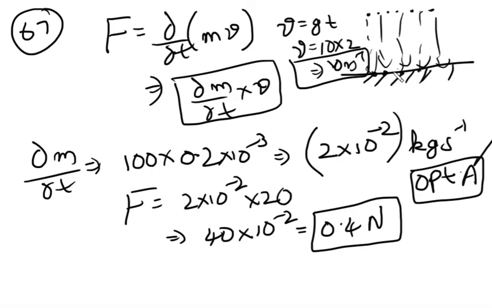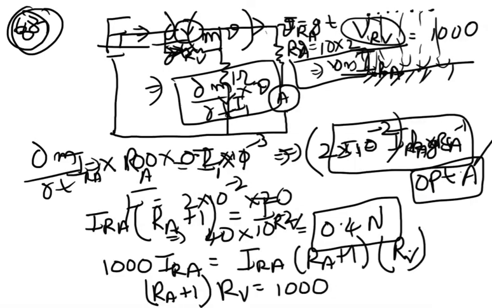That is multiplied by the velocity of each sand particle after it has fallen for 2 seconds. V is equal to gt. So the velocity of each sand particle will be 10 into 2 seconds, which is 20 meter per second. If we put in this formula, we get 2 into 10 power minus 2 into 20, which is 0.4 Newton. 0.4 Newton is the force exerted by the sand on the flask.